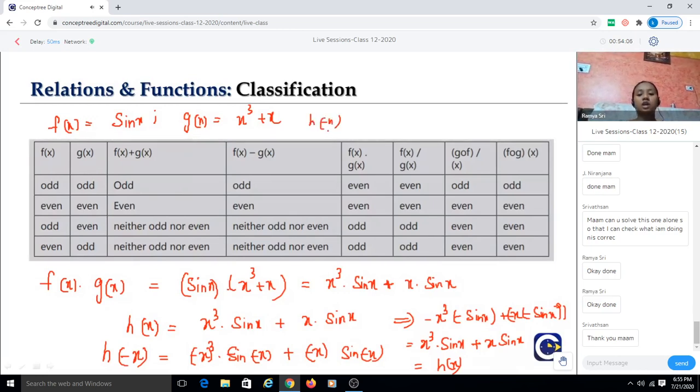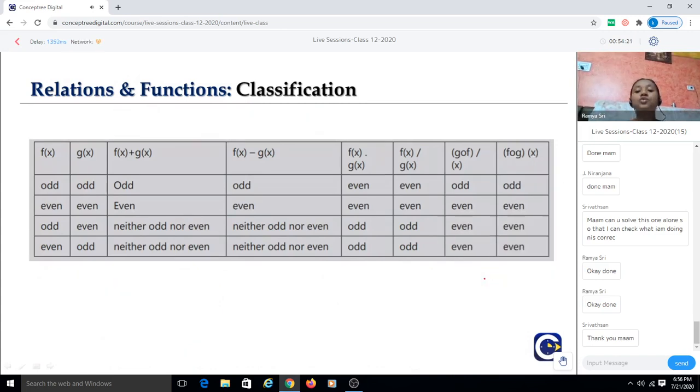So here we can conclude that when we are taking two odd functions and multiplying them, the resultant function is an even function, right? Which means when we are adding or subtracting two odd functions, the resultant will be odd. But if we are multiplying and dividing two odd functions, the result will be even, right?